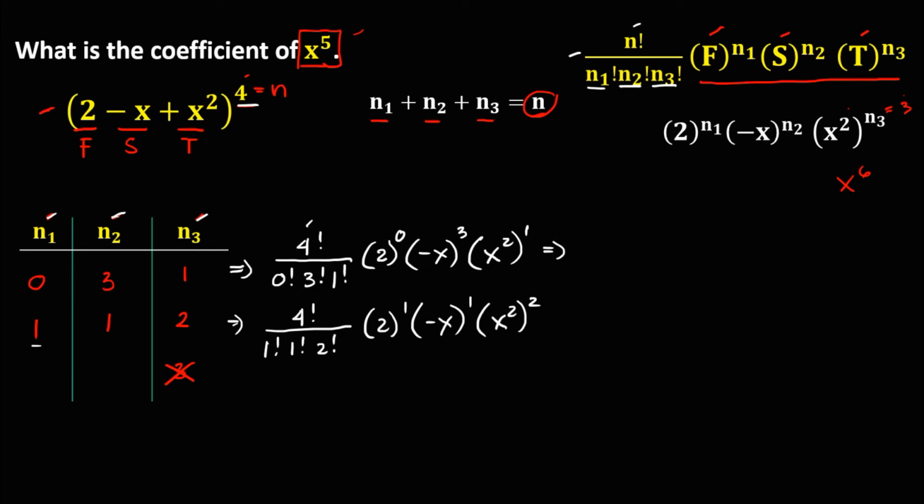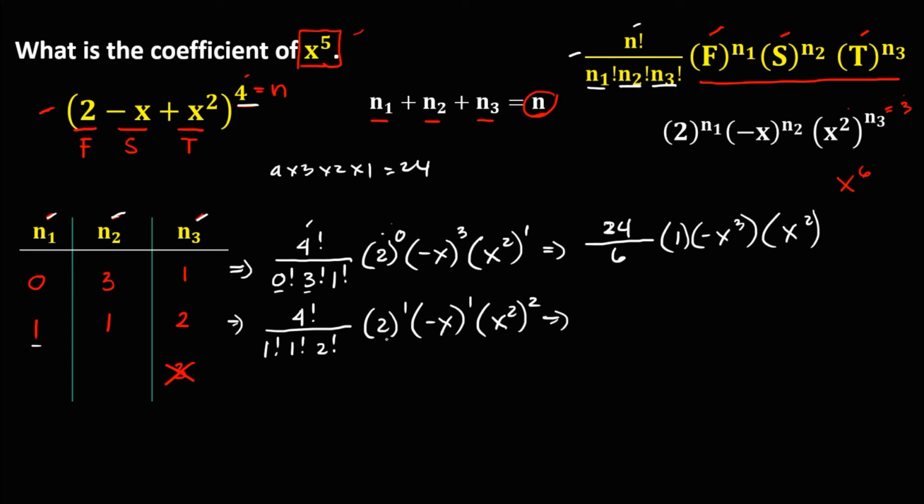So this 4 factorial is 4 times 3 times 2 times 1, that's equal to 24. So we have 24 over this 0 factorial, which is 1, and 3 factorial, which is 6 times 1, so this is 6. Then times this 2 to the power 0, that's 1. Then times negative x to the power 3 times x to the power 2.